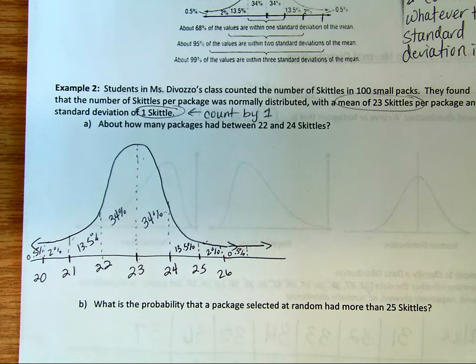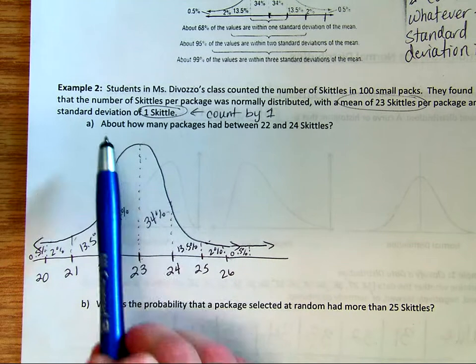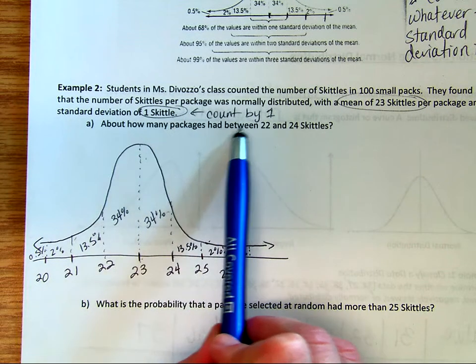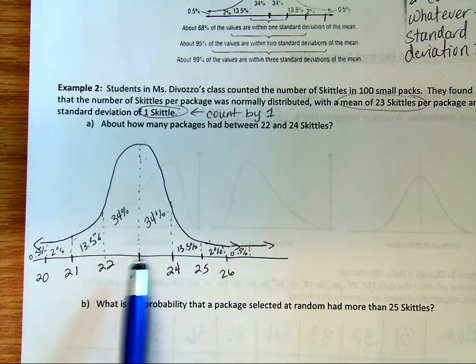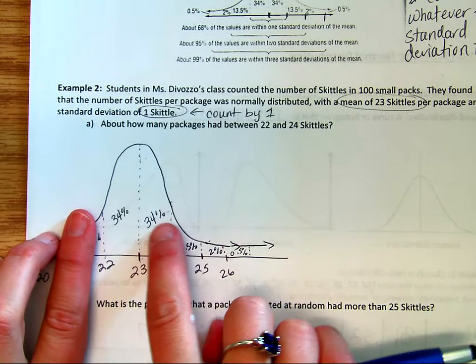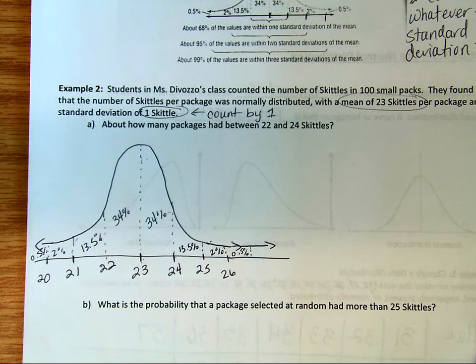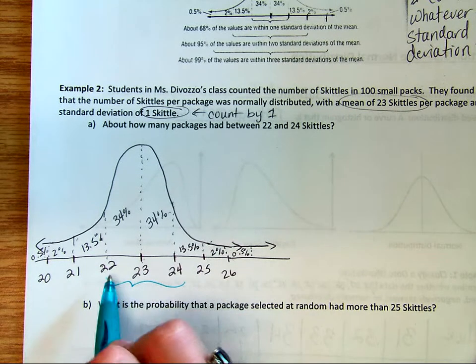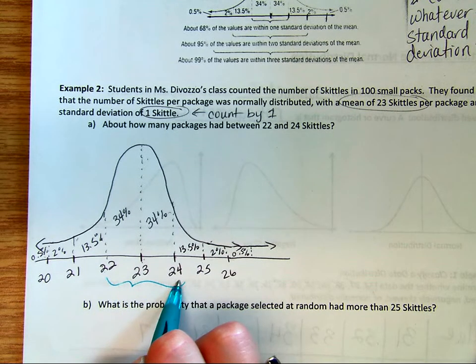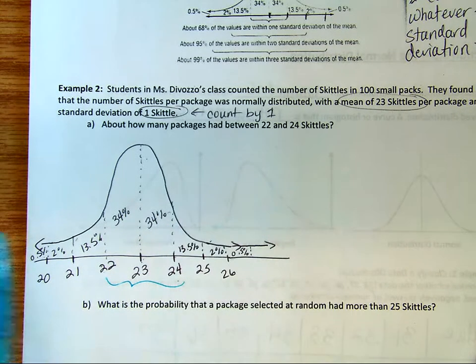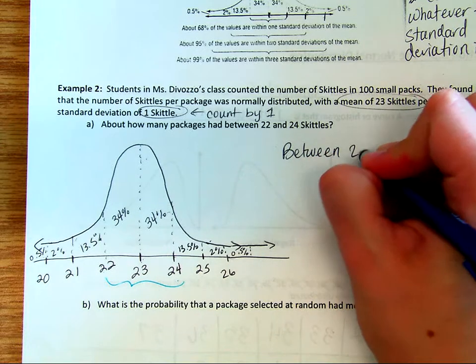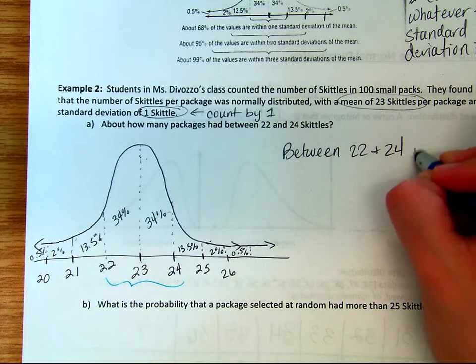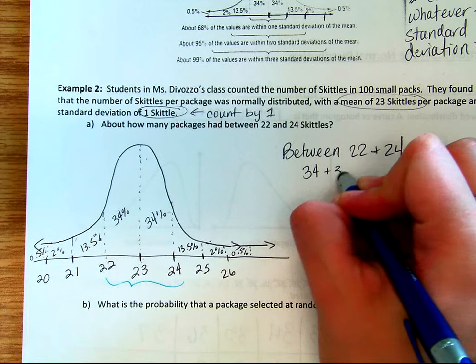Okay, and actually, what was the question asking? It says how many packages had between 22 and 24 Skittles. So between 22 and 24 is, well, between here and here, that's 34% and another 34%. So I'm looking at this area here, between 22 and 24. So that's 34% and another 34%. So let's write that down. We'll say between 22 and 24 is 34 plus 34. That's 68%.